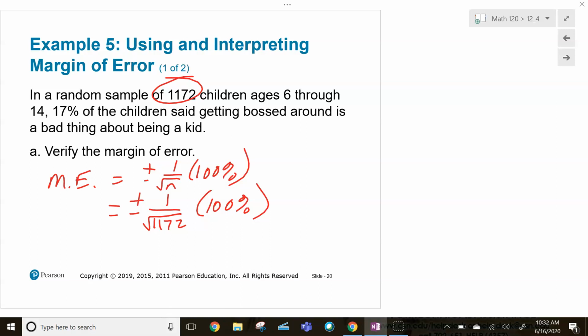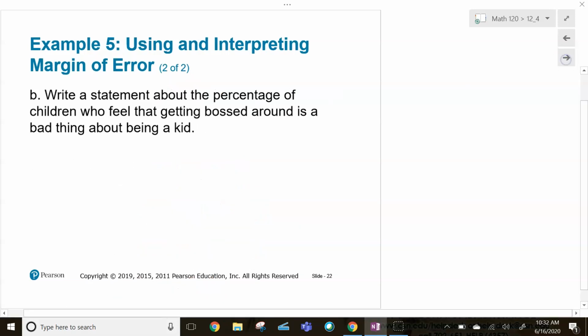We got plus or minus 0.02921, blah, blah, blah, times 100%. So we got plus or minus 2.9%. We'll round that, 2.921%. Okay, there's that part. Write a statement about the percentage of children who feel that getting bossed around is a bad thing about being a kid.